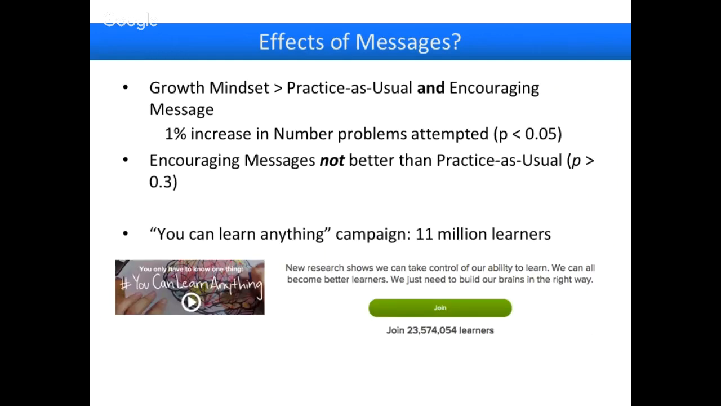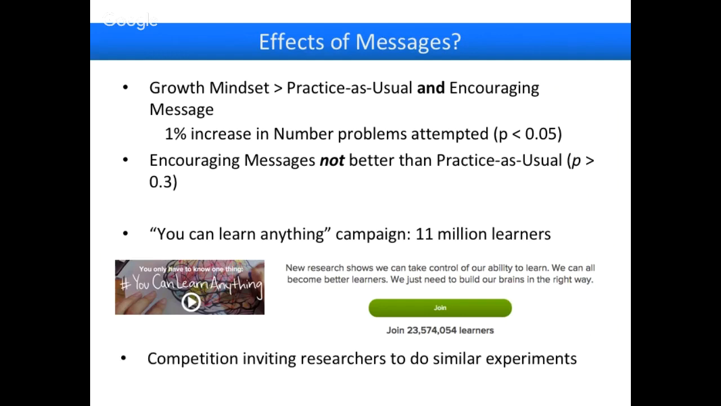So what's the consequence of this research? Well, even though it's a pretty small effect, because it's done out in the real world and because we had good statistics to back it up, Khan Academy then launched a You Can Learn Anything campaign where they send messages to 11 million learners, encouraging the idea that by cultivating the belief that you can learn anything, you could, trying to explain to learners that if you put enough effort and energy, you can learn anything you want. Also, they held a similar competition inviting other researchers to do these kinds of experiments.